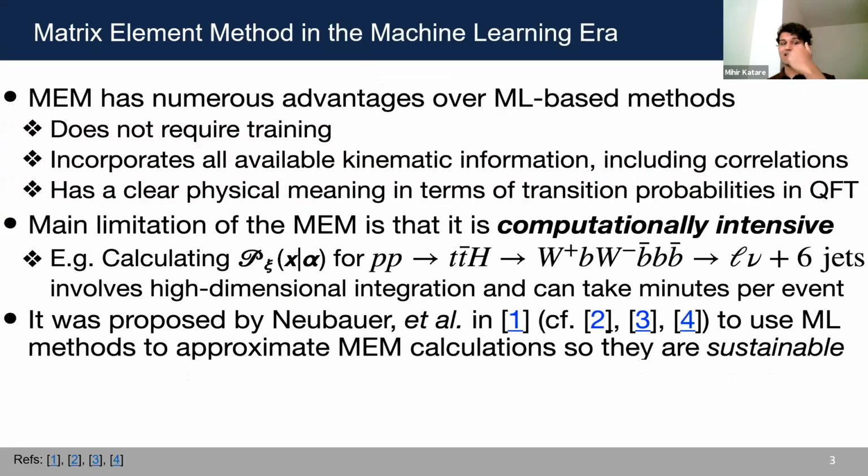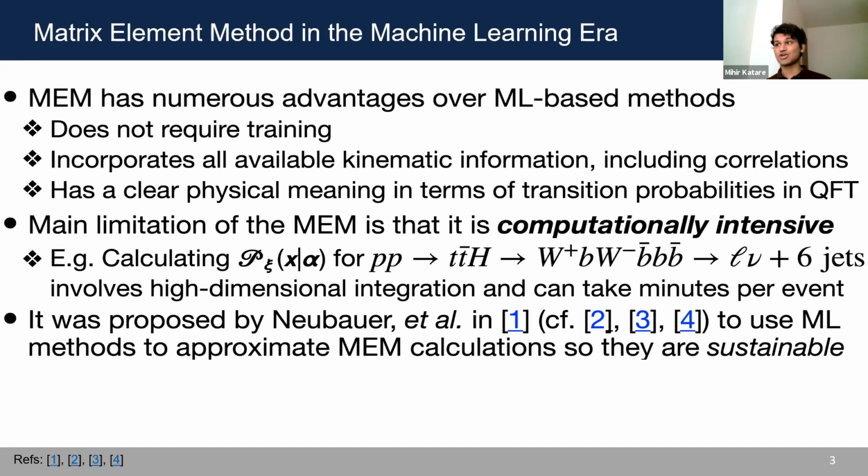Now, the reason that MEM has many advantages over ML is one of them is that it doesn't require training. So if you had a smaller sample size, the MEM calculations would pretty much be invariant to that. It also incorporates all available kinematic information, including correlations, and it has a clear physical meaning in terms of transition probabilities in the quantum field theory.